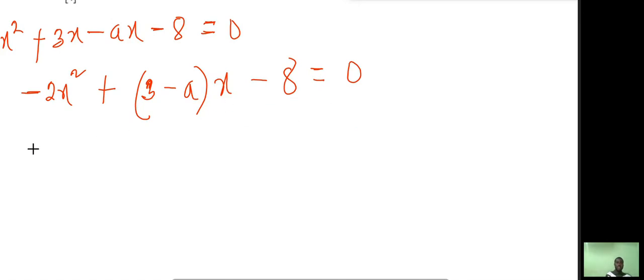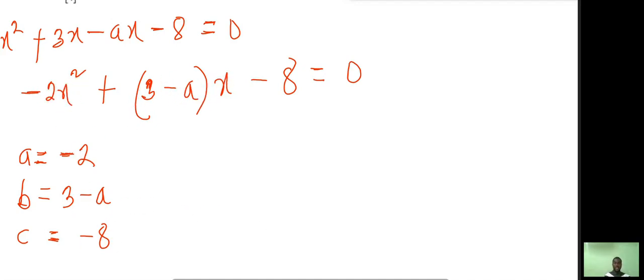Now we can identify a, b, and c. A is negative 2. B is all what I have behind x, 3 minus a. C is all terms without x, negative 8. Again, C is all terms without x. B is the coefficient of x, everything I have behind x. A is all what I have behind x squared.